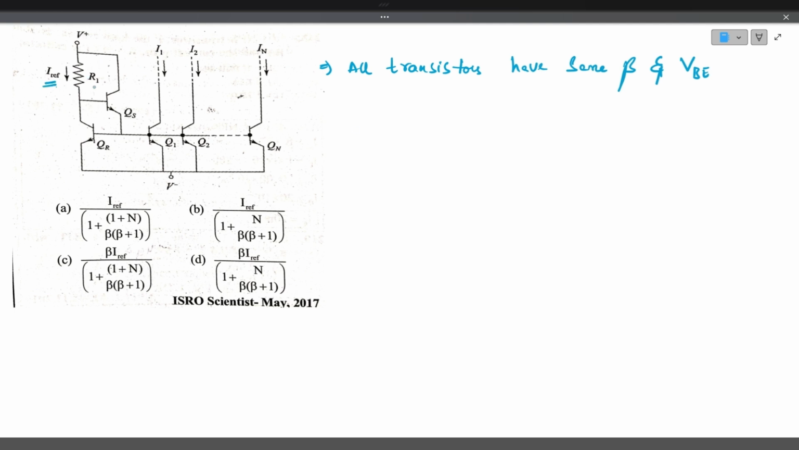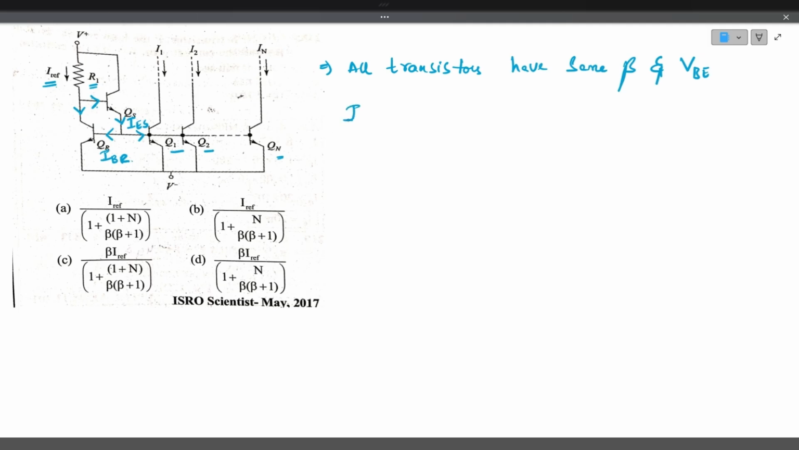So this is the I reference that is flowing through the resistance R1. This I reference will split into the collector current here and the base current here. And this base current gets amplified and flows as the emitter current here. This is IES, because it is the emitter current of transistor QS. Now this IES will divide into two parts. One is the base current of transistor QR, IBR, and the next is the base current for all the transistors, Q1, Q2 up to Qn.